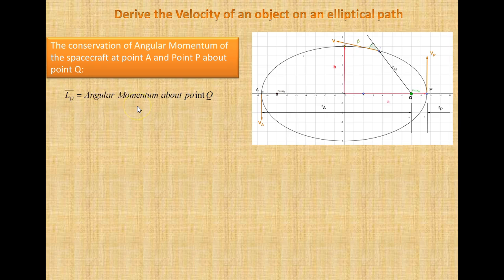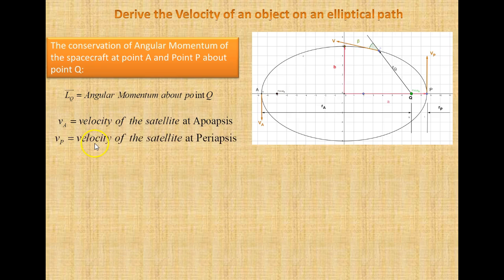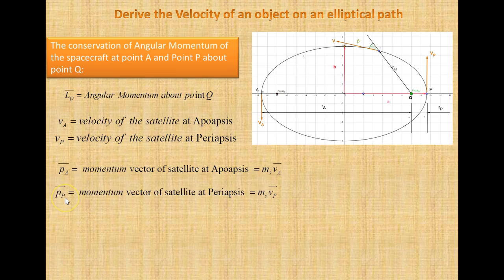The conservation of angular momentum of the spacecraft at points A and P about Q. Here's our angular momentum we derived last video. Velocity A, VA, is the velocity of the satellite at apoapsis, and velocity P, VP, is the velocity of the satellite at periapsis. So these are the two points we're taking the angular momentum about Q. The momentum vector of the satellite at apoapsis is the mass of the satellite times the velocity vector at A. And the momentum vector at P is the momentum vector of the satellite at periapsis, which is M times VP.